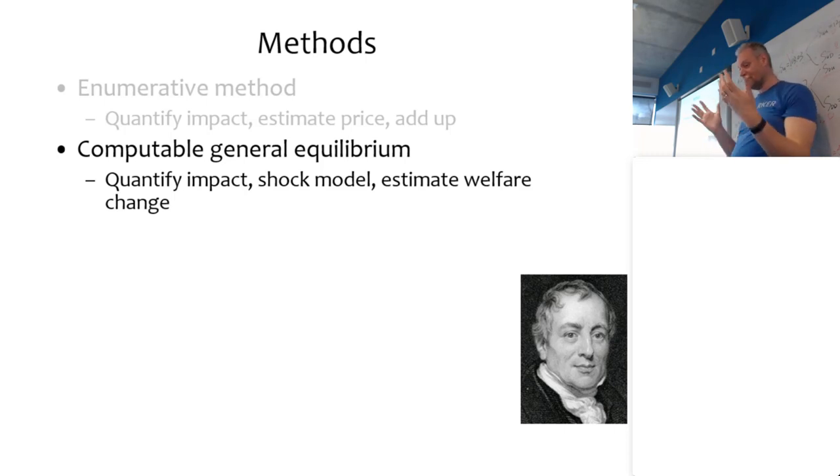So the method is very much the same. You take those physical impact estimates, you use that to what CG models call shock the model, and then you estimate the welfare change. So the good thing about this method, well, there's a couple of good things about this method, is that it doesn't just take into account partial equilibrium, that is, if the supply of wheat falls, then the price of wheat will change too. So that is baked into this model.